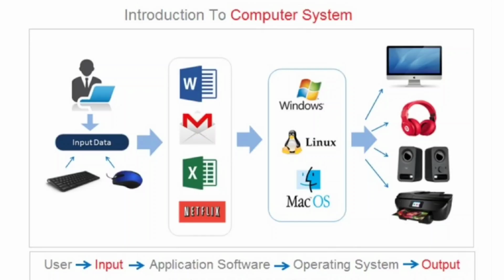Various types of operating systems can be used on your systems. For example, you can use Windows, Linux, or Mac OS. If you are using a mobile phone, you can use the Android OS. And you can get the output through the monitor, speakers, headphones as well as printers. So this is the process of the overall computer system, how it works.